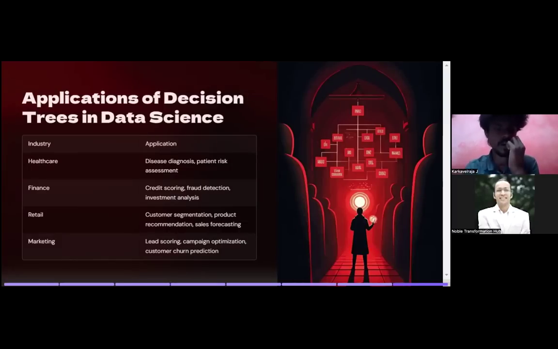Finance: it is used for credit scoring, fraud detection, and investment analysis, things it can do based on the historical data that we pass to the decision tree. Retail: customer segmentation, product recommendation, and sales forecasting. Decision tree is very useful for classification, regression, and forecasting, so it's not a surprise that it is very useful for sales forecasting. Marketing: lead scoring, campaign optimization, and customer churn prediction. For those things, this decision tree is very useful.